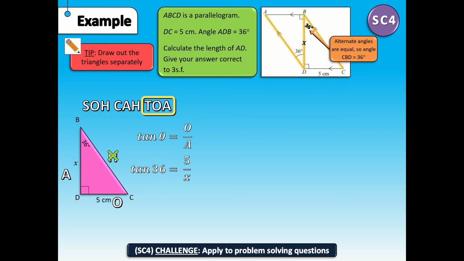So I do tan 36 equals 5 over x, because x is on the bottom of the fraction. I need to swap around the tan 36 and the x. So x equals 5 over tan 36. So x is that number there.